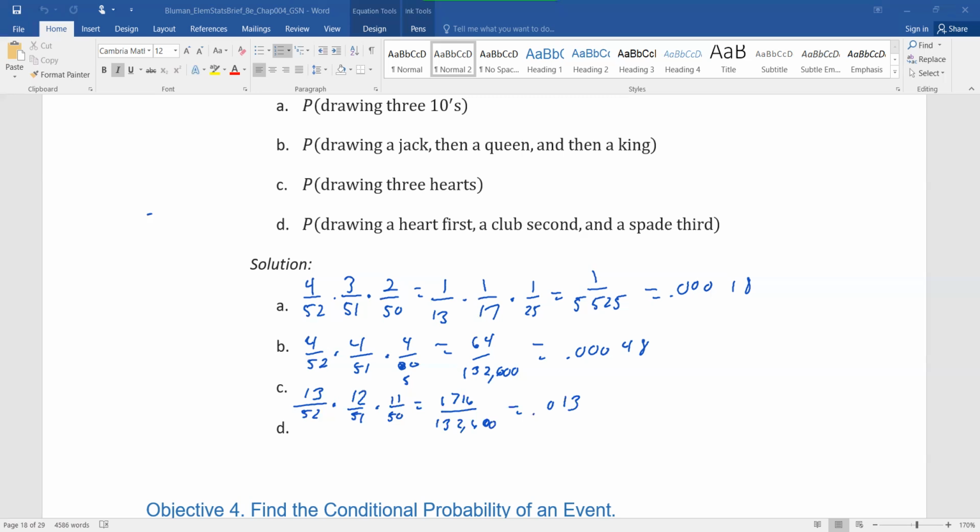All right, drawing a heart first would be 13 out of 52. A club second. That's the clover leaf looking thing. It's still going to be 13 out of 51 because we took a heart. And then a spade third. 13 out of 50.